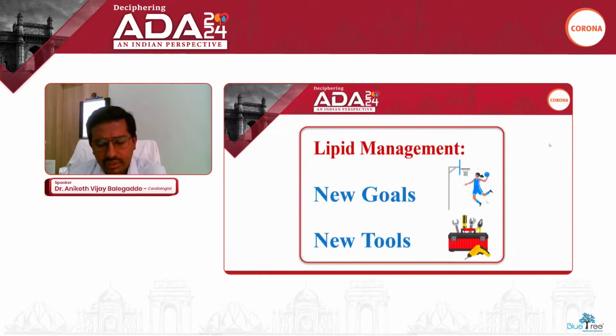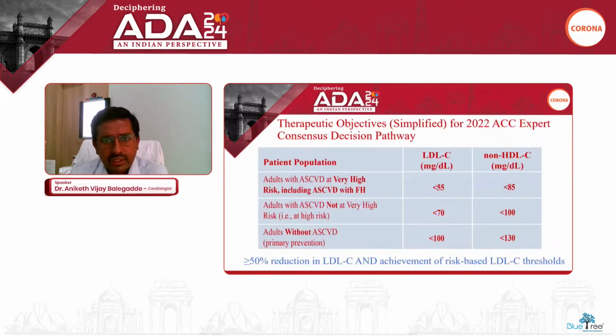All right. So now coming to lipid management. What are the new goals and the new tools that we have that play a very important role? So coming to the guidelines. Starting from the bottom of the screen, first, adults without ASCVD. The arbitrary number based on the data we have is an LDL cholesterol less than 100, and a non-HDL cholesterol less than 130 that we keep.